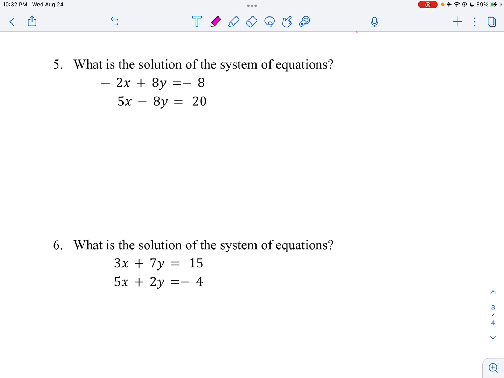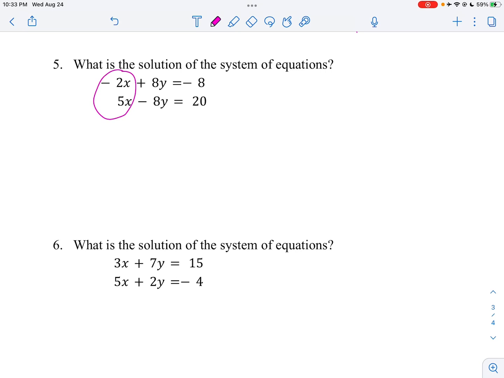All right, so for number 5, what's the solution to the system of equations? So again, we're going to use elimination because this is the elimination section of the notes. So we want to look and see, first of all, do they have either of the variables already set up to cancel? If so, I get to skip step 1 and move on to step 2. If not, then I'll have to modify one or possibly both of the equations.